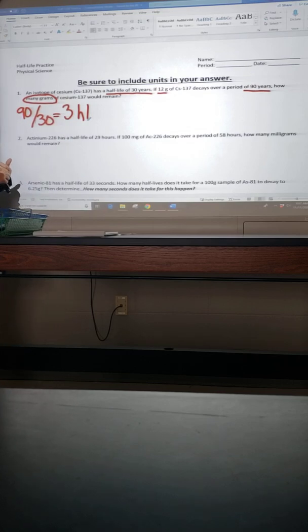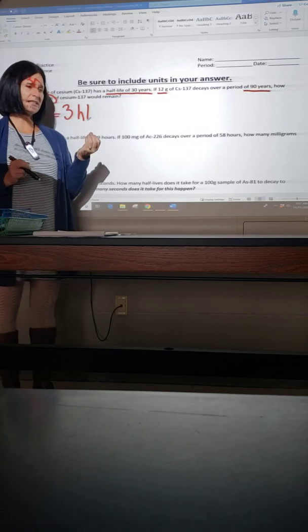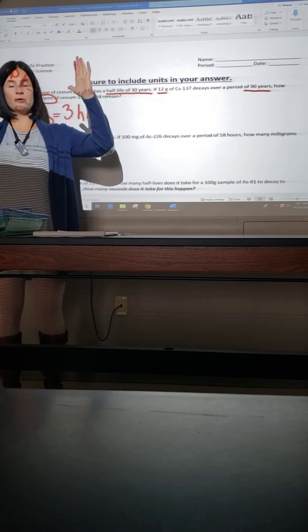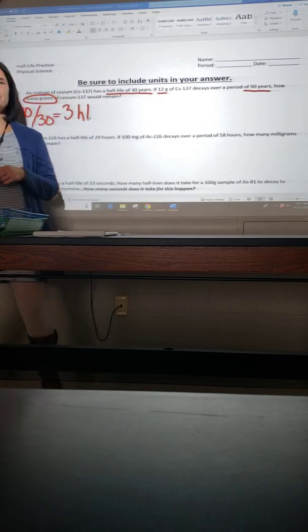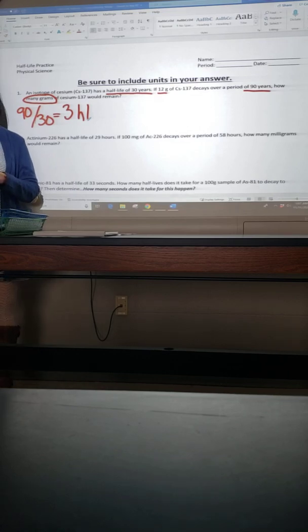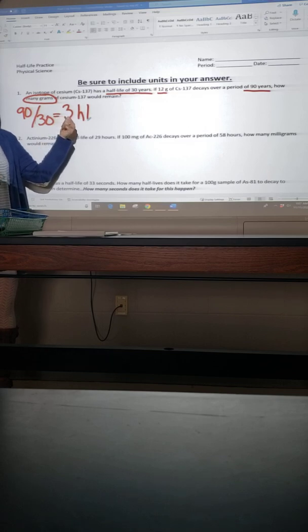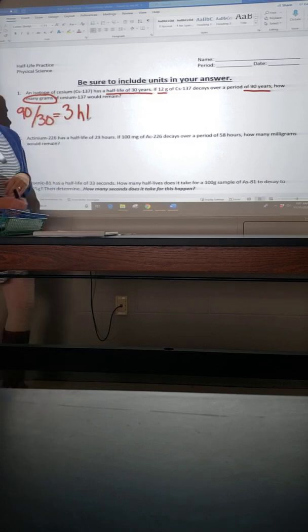Okay? The next step, if you remember from our notes, is that we have to take the amount of the sample that we started with, and then how many times are we going to have to divide it in half? How many times are we going to have to divide it? I'm seeing some 3s, right? Because it went through 3 half-life cycles. So we have to cut it in half 3 times.